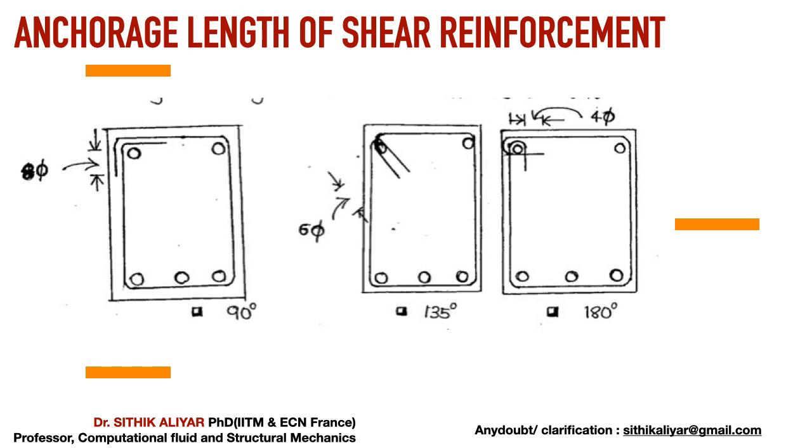One more piece of information about the anchorage length for shear reinforcement. As I told you earlier, for shear reinforcement, if you are having a 90-degree bending, then at least the development length should be 8 times the diameter. If you are having a 135-degree bending, at least you should have a length of 6 times the diameter. And if you are having a 180-degree bending of the shear reinforcement, at least you should have 4 times the diameter of the bar. So I have discussed some 1 mark points for objective questions, you can use them somewhere.